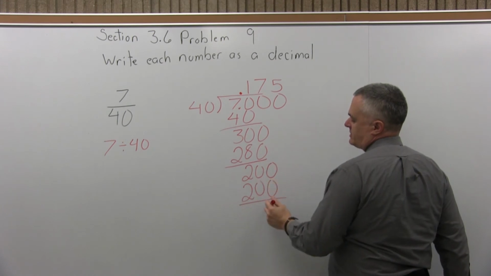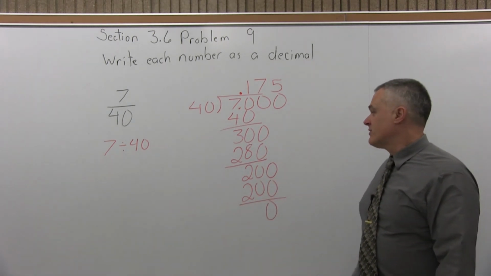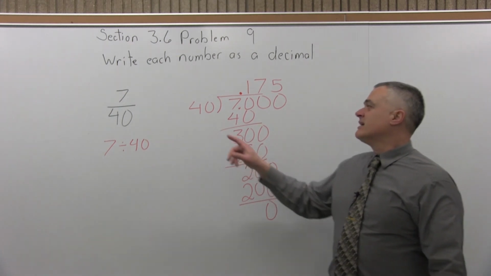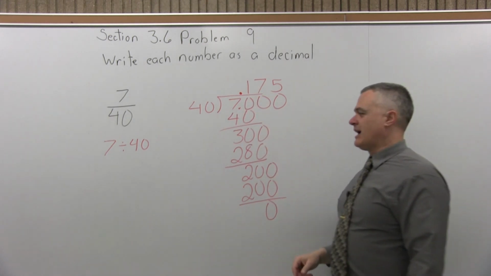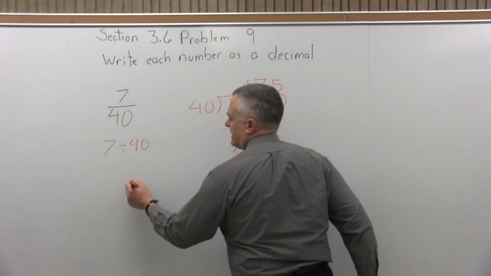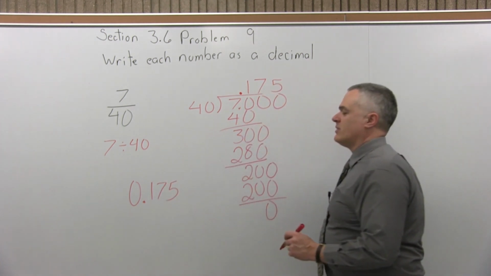And now, if you subtract, 200 minus 200 is 0. So it goes in perfectly. There's no remainder. So 7/40 has a decimal equivalent of 0.175. And as I mentioned with most of these, you can write it as .175, or you can put the 0 in front and call it 0.175.